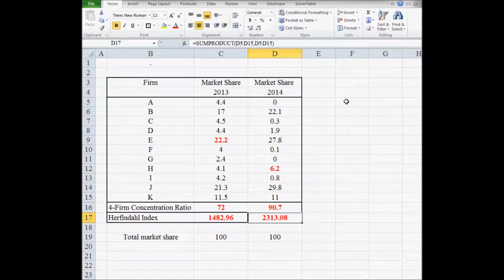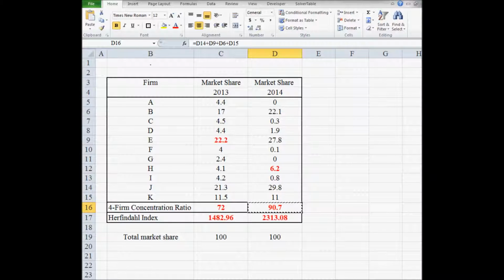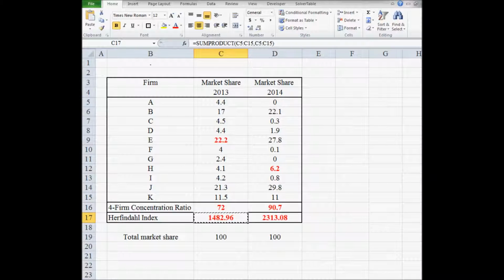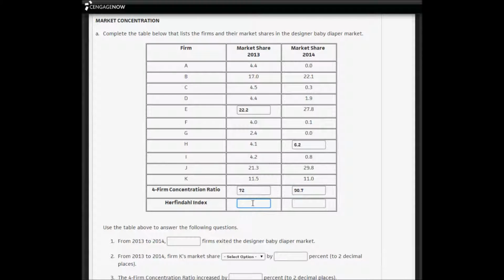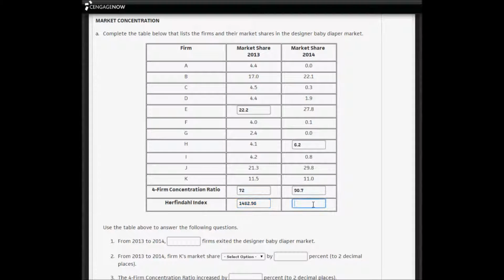The Herfindahl index for 2014 is higher. So I'm going to copy these values one at a time into Cengage Now. So it looks like the market these firms compete in has gotten more monopolistic.